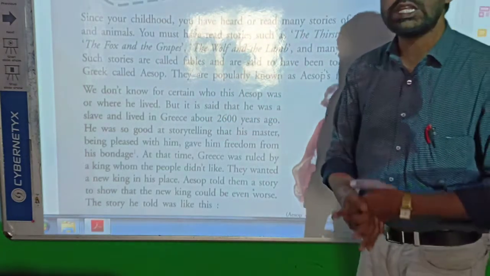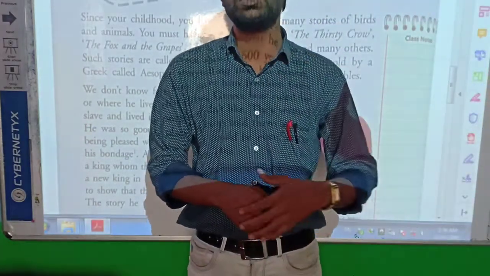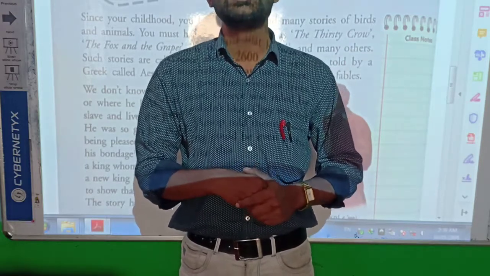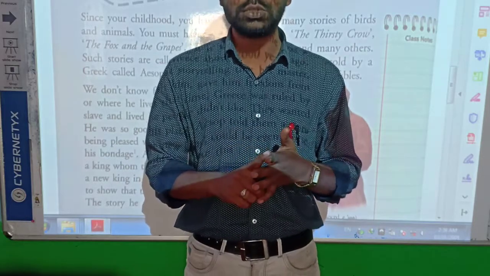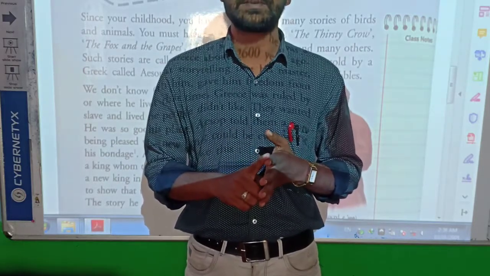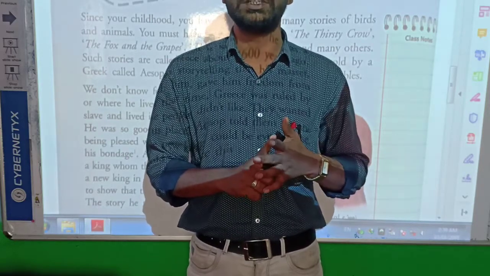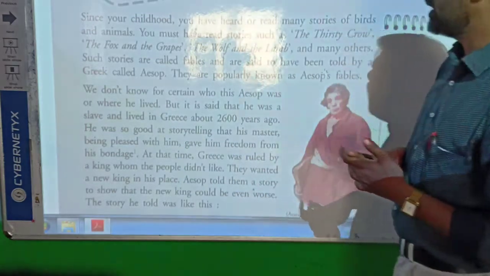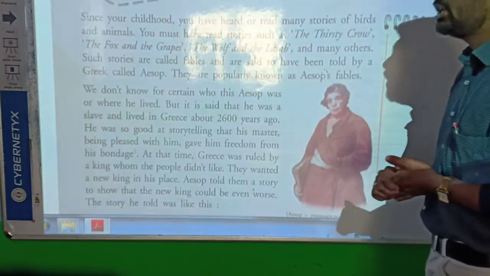So what is said in the first paragraph? It is said that from your childhood, when you were children, now also you are a child only, you may have listened to stories like the Thirsty Crow. Have you listened to the story Thirsty Crow? Yes. The Fox and the Grapes, that also we have learned, listened to the story. Then Wolf and the Lamb. And many other stories.